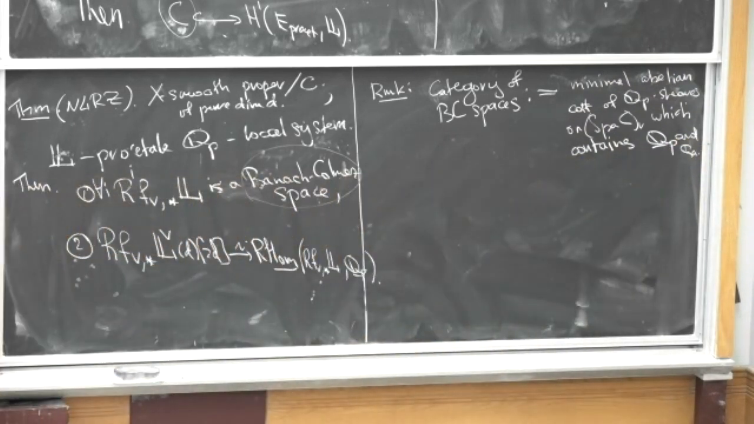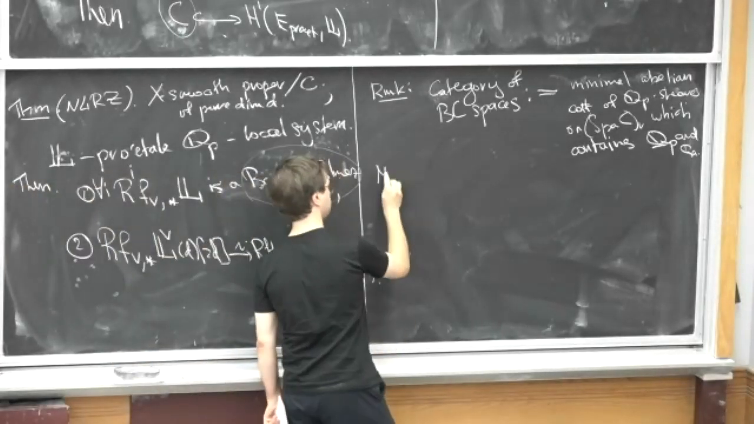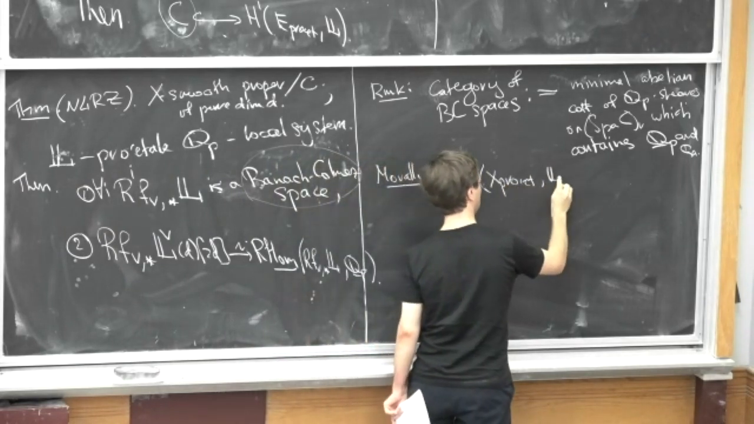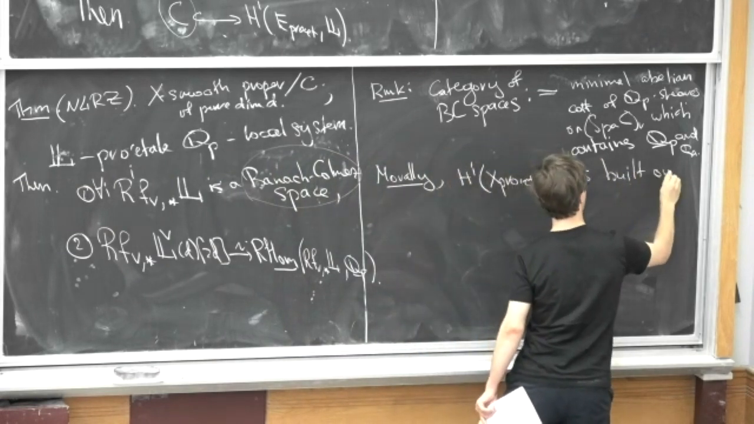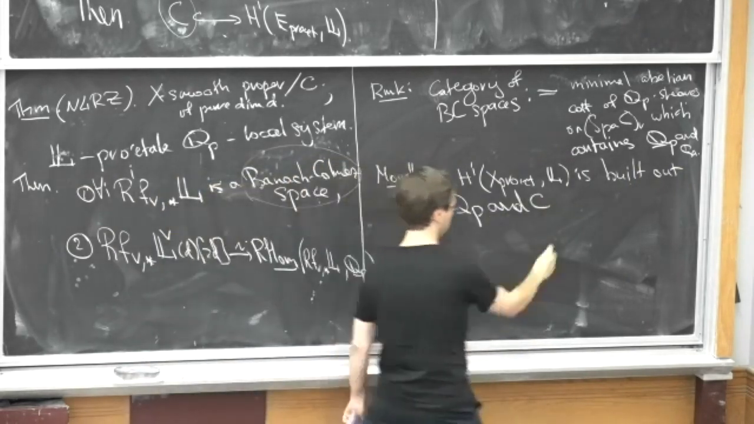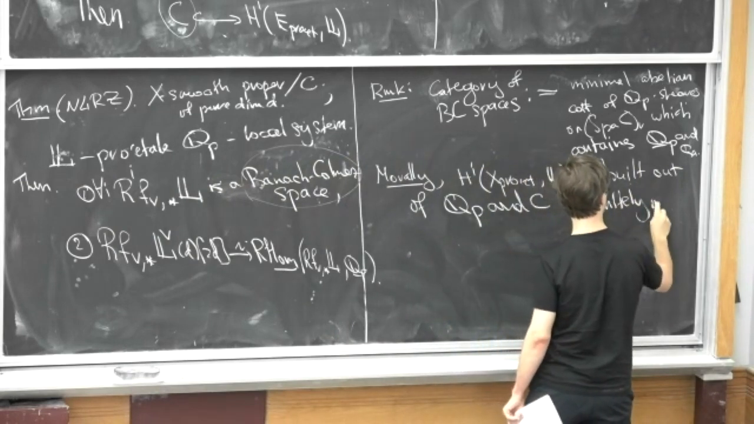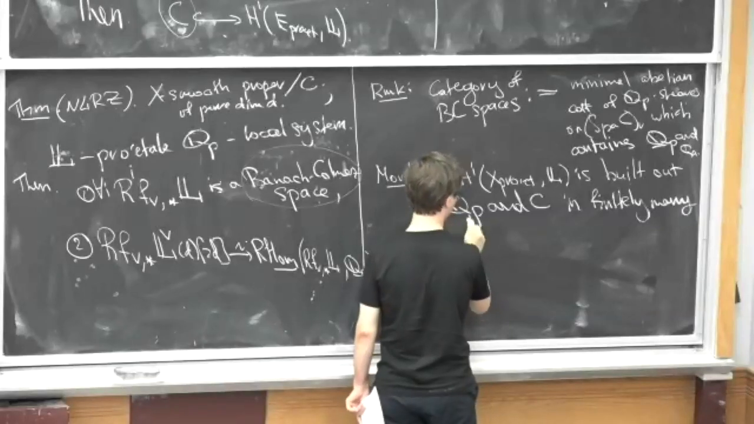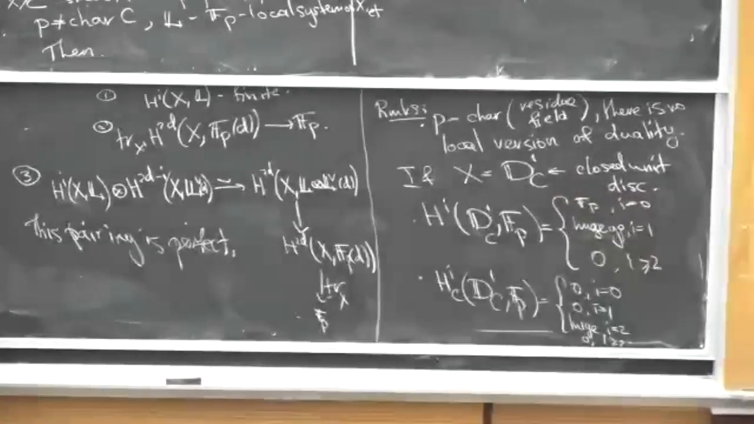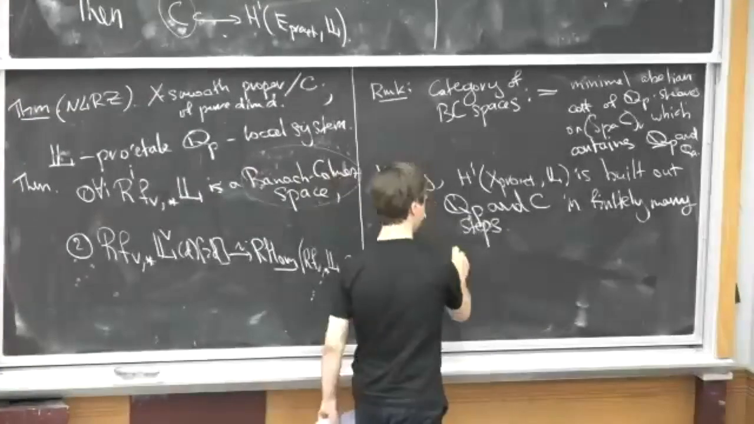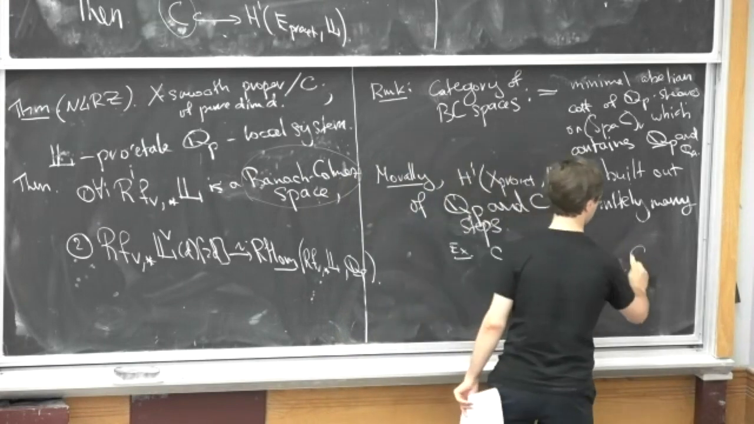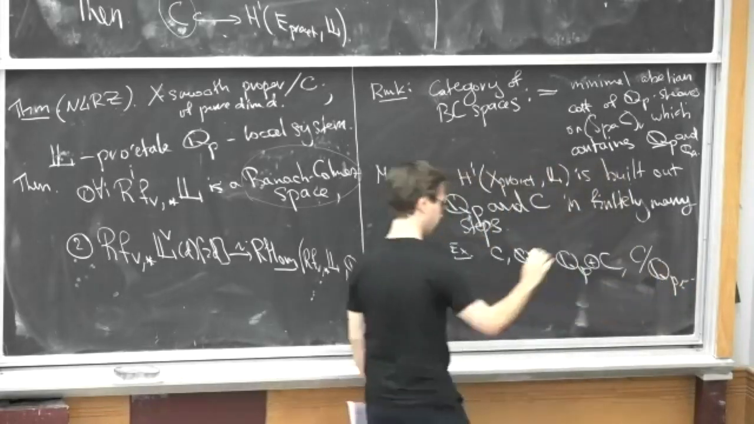But that's kind of abstract, so let me say morally. So that's an official definition. Let me say morally what this result is saying. It morally says that H^i of X with coefficients in L is built out of Q_p and C, like in infinitely many steps. So it doesn't say that it's literally a finite dimensional Q_p vector space, but it says that in some sense it's also finite dimensional. An example could be C, or Q_p plus C, or maybe something funnier, like C modulo Q_p, and so on, also with trivial exceptions.